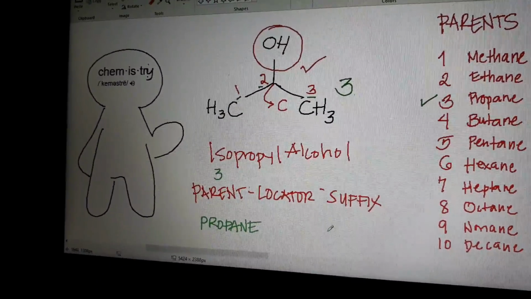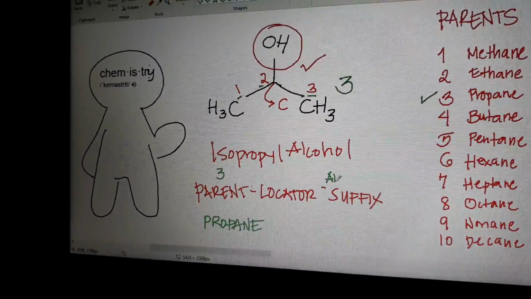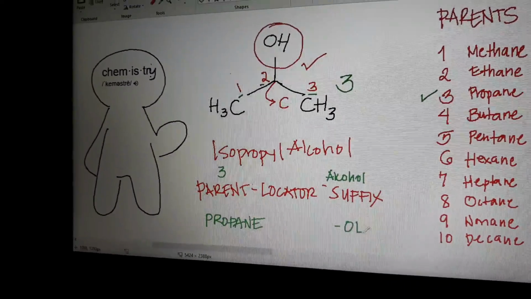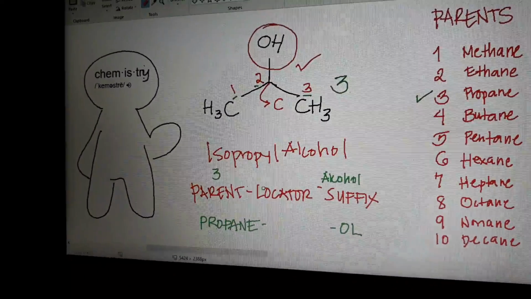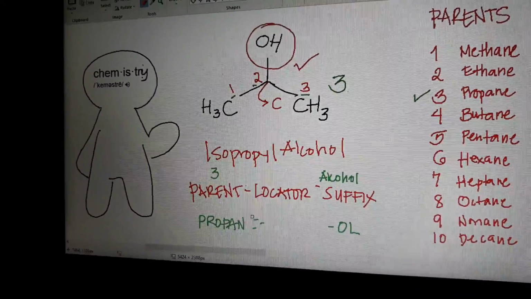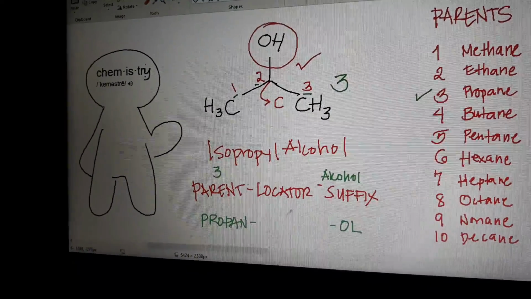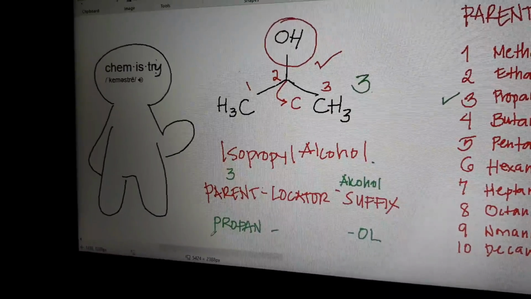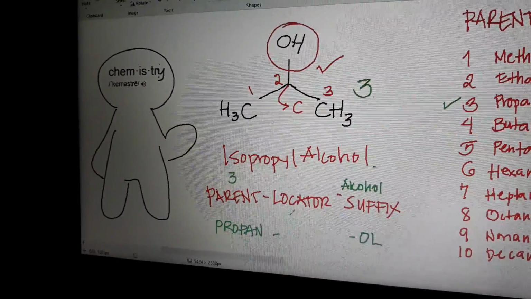Now the suffix depends on the functional group or the type of molecule we're talking about. Since we're dealing with alcohols, our suffix shall be ol. Now, in IUPAC, we don't like vowels being next to each other. So we remove the E from propane. Propane-ol sounds wrong. So we replace it with propanol. We can end it here and call our molecule propanol. That's kind of correct. But for IUPAC, we need a little bit more.